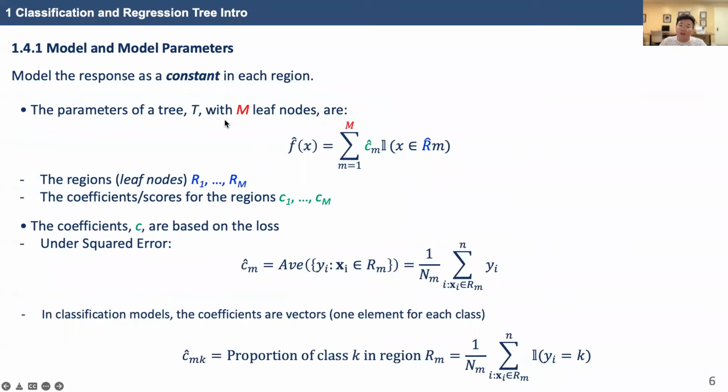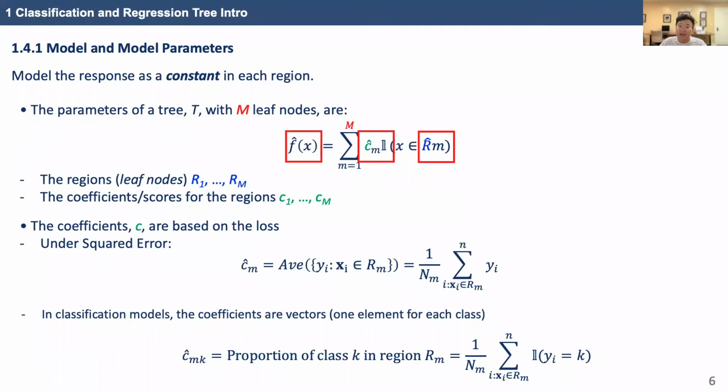So we are trying to model the response as a constant in each region. This predictive value, the f hat, is determined from the regions, the R, and the coefficients or scores for the regions, the C here. Specifically, the coefficients C for the regression trees are based on the loss, and a commonly used loss function is the scalar loss.